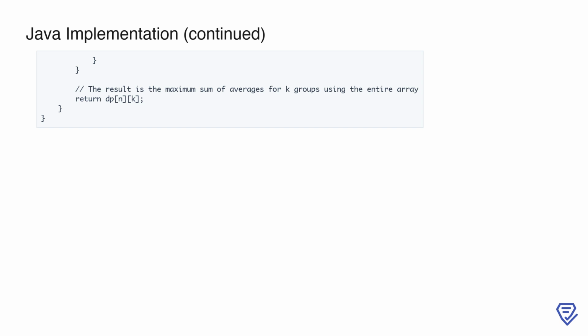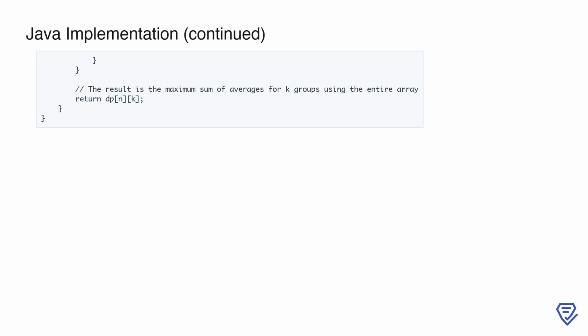Specifically, for each group count and ending index i, we iterate over potential partition points j. At each step, we calculate the average of the last group, which is the subarray from index j to i, using the prefix sum array. We then add this average to the value stored in dp[j][groups-1], which represents the maximum sum of averages for the previous groups minus 1 groups. The dp[i][groups] value is updated with the maximum sum found across all possible partitions.